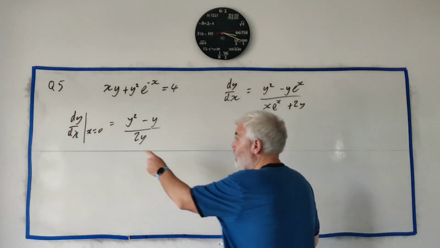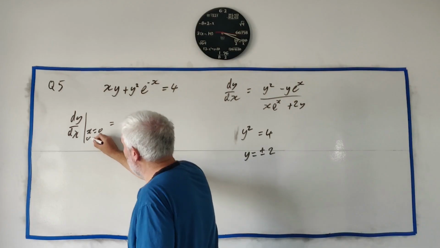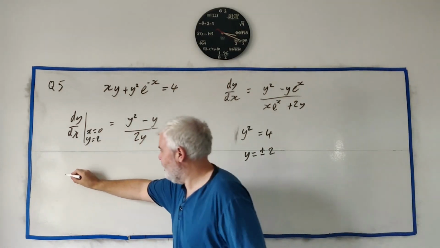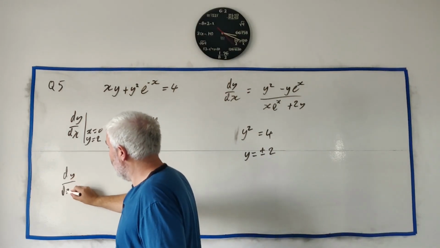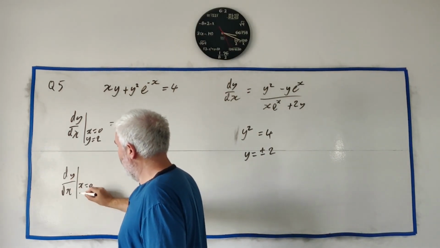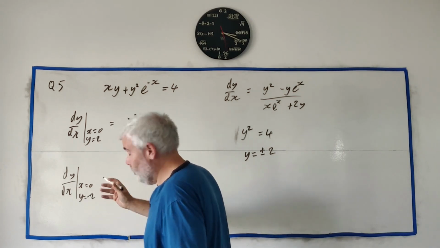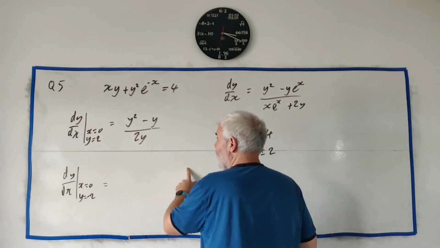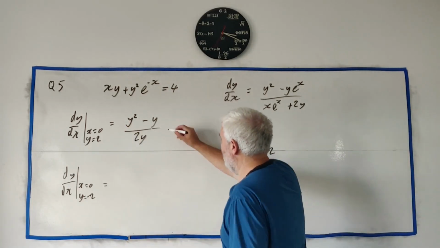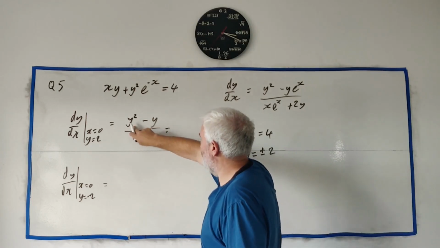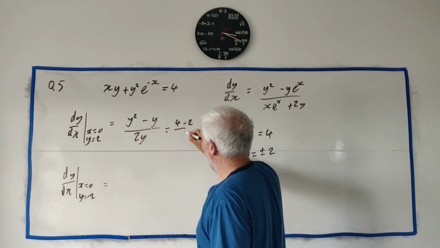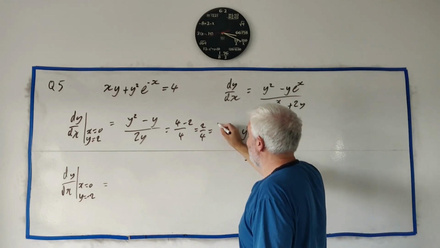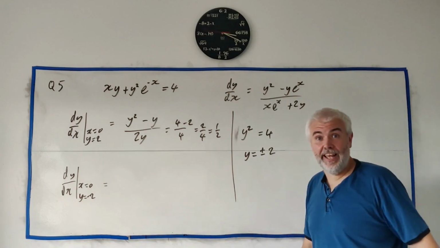So instead of x equals 0, we want to put in y equals 2. And then down here we'll do it again, x equals 0 and y equals minus 2, and we get two answers. So for this one, we've already done most of the work. We put 0 in for x. Let's put 2 in for y. That becomes 4 minus 2 over 2 times 2, which is another 4. It's 2 over 4, which is the same as 1 over 2. That's one of our answers.